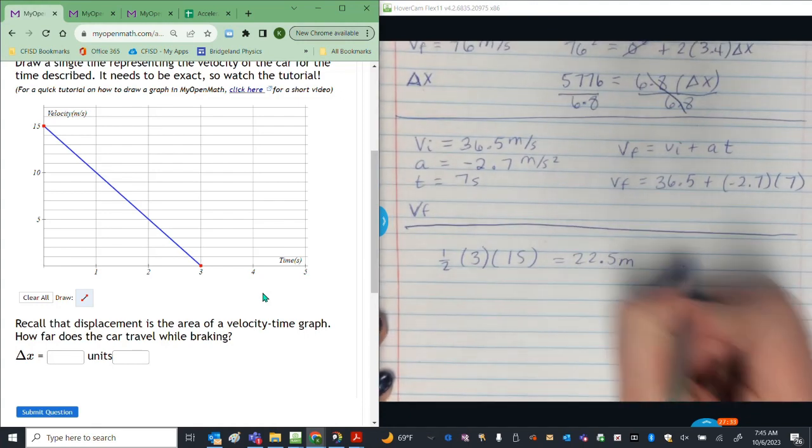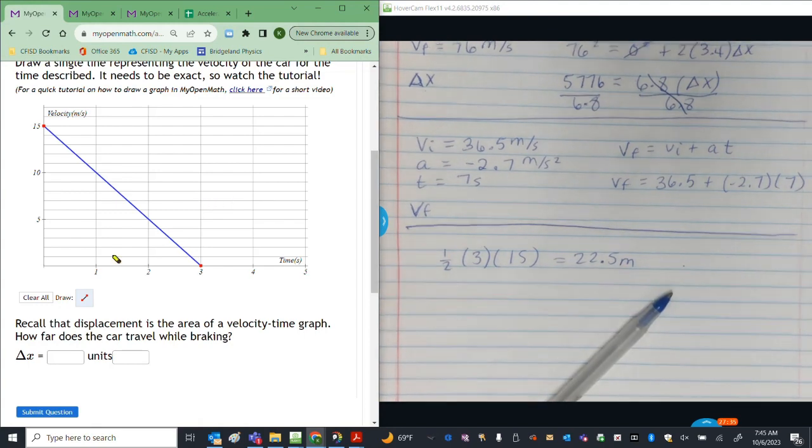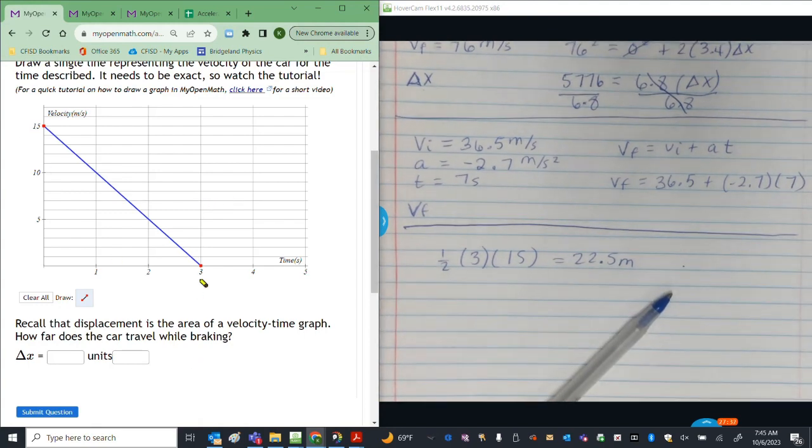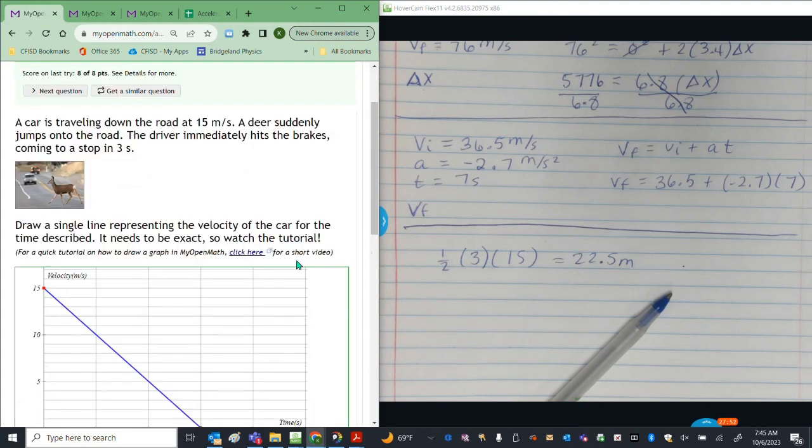Now, could you have gone up there and said, okay, VI is 15, VF is 0, the time is 3, and solved? Yes, you could have, and that would also work. Okay, but it'll get you the same answer, and finding the area is probably a bit quicker, 22.5 meters. Does anybody have a question about this particular problem?